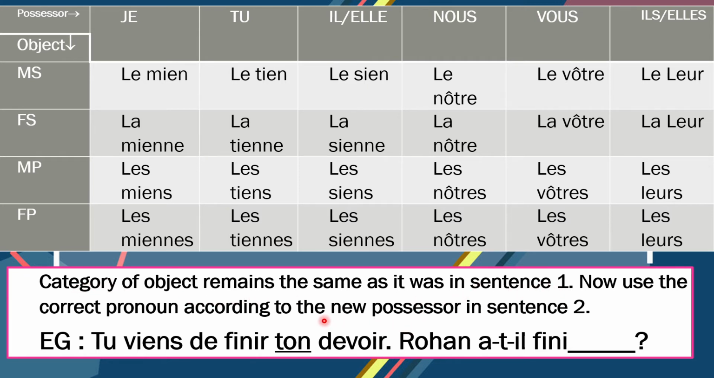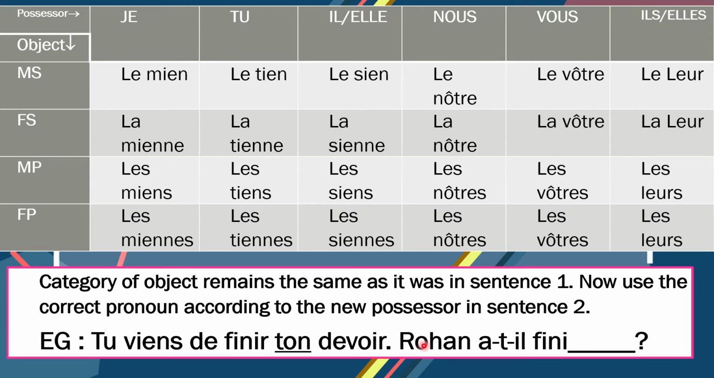So in sentence 1, you are looking at masculine singular, so you continue looking at that same masculine singular row only. The object row will not change. But the possessor will change. The possessor is not the same as in the first sentence. The possessor will change in the second sentence, so you have to use the correct pronoun according to the new possessor in sentence 2. So you're looking at the same row for the object, but you're looking at the new possessor.